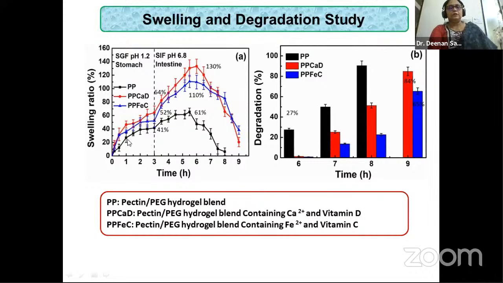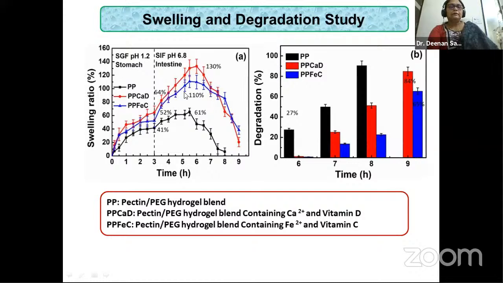That means the nutrients inside, Ca2+, Fe3+ and Fe2+, are all retained, and obviously the vitamins are also retained in the drug carrier.